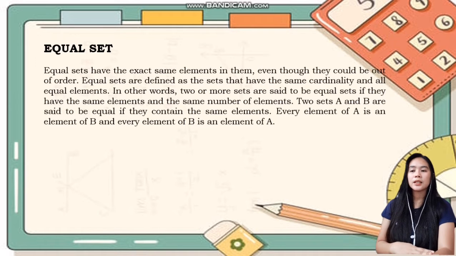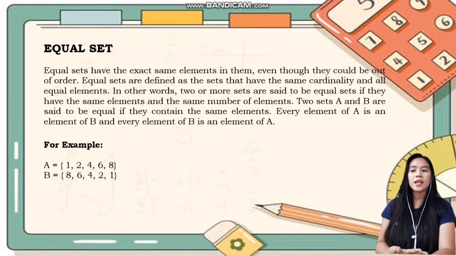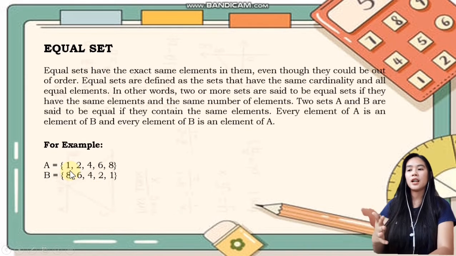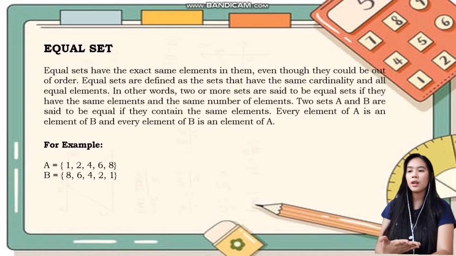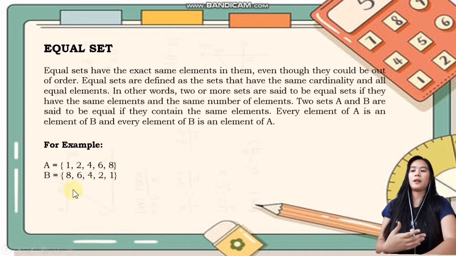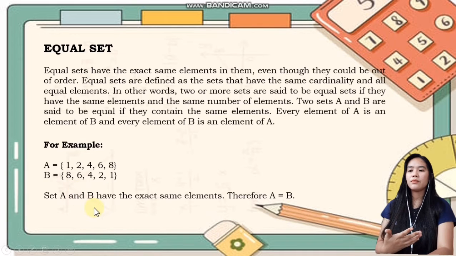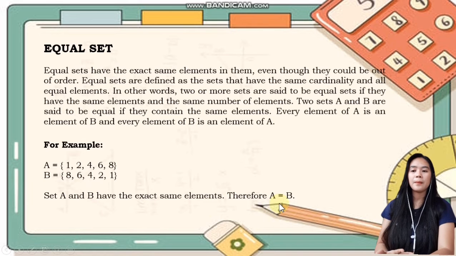So, these are the examples. Set A is equals to 1, 2, 4, 6, 8 and set B is equals to 8, 6, 4, 2, 1. Mapapansin nyo na magkatulad ang kanilang elements pero magkaiba ang arrangement nito or yung order nila. Pero same sila ng number of elements. So, masasabi natin na itong example na ito ay isang equal set. Sets A and B have the exact same elements. Therefore, A is equal to B.